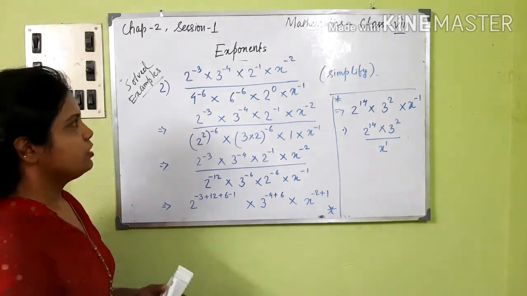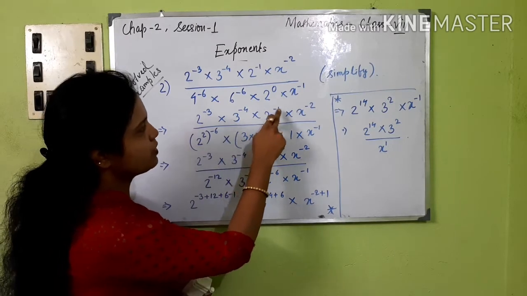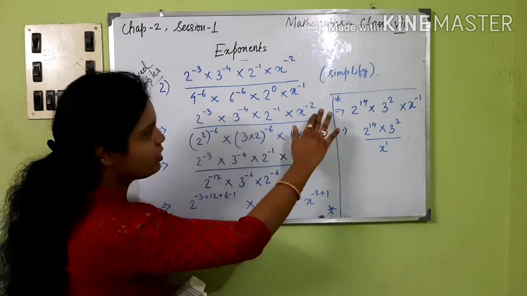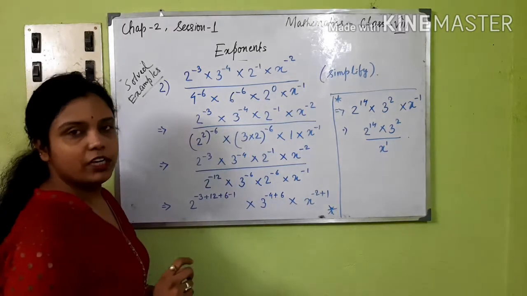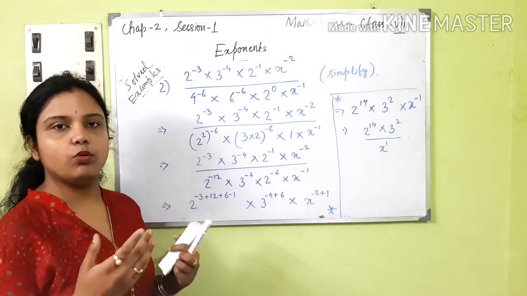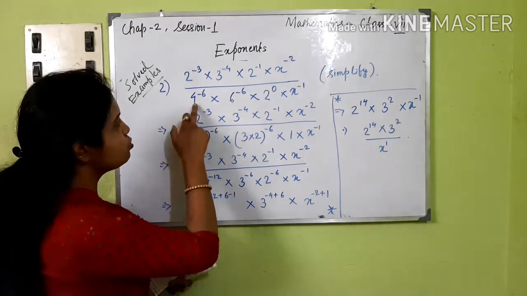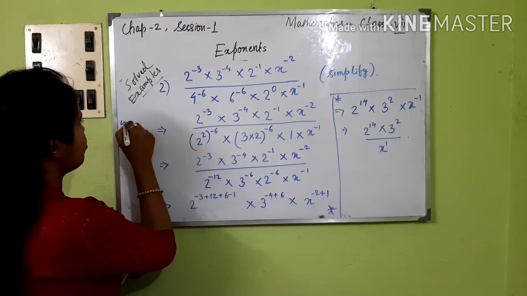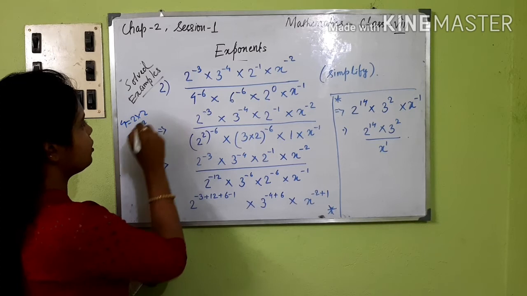Next, coming to it, 2 to the power −3 into 3 to the power −4, 2 to the power −1, x to the power −2, I have kept the same. I have not changed anything. But the denominator portion: 4 is the multiplication of what? What are the factors of it? 2, right? So 4 is equal to 2 into 2, that means this can be written as 2 squared.